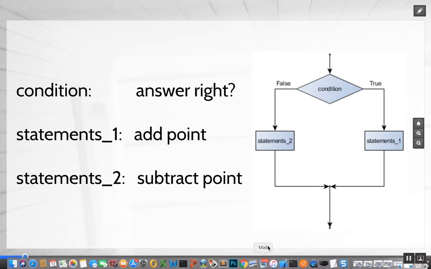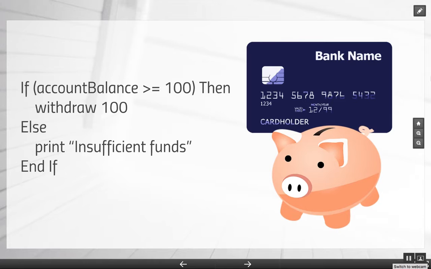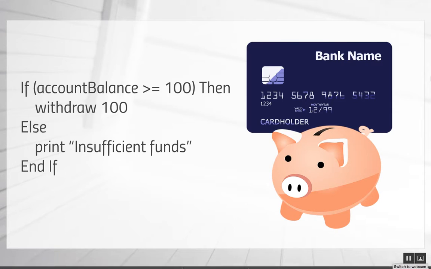So, what do these conditions look like? Before we go a little further with the selection control structure, let's look at the conditions or the questions that we ask that decide what code will run. As humans in our everyday life, we might ask something like, do I have enough in my bank account to withdraw $100? We take a look at our bank balance, and the answer would be either yes or no. For a computer, instead of yes and no, it uses something called a Boolean expression.